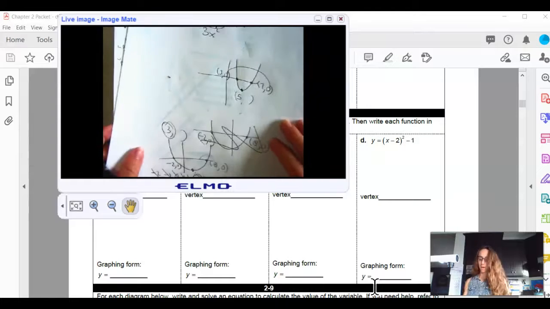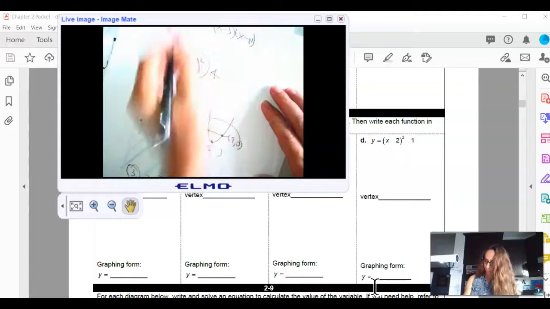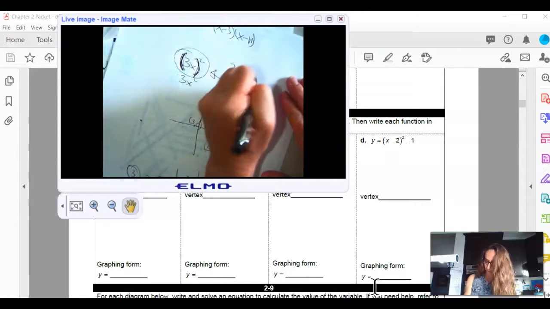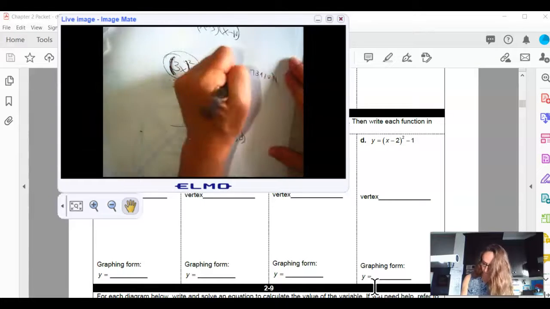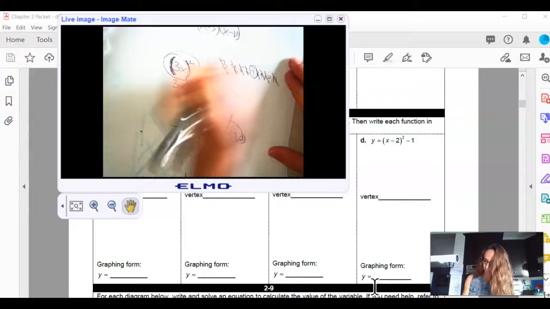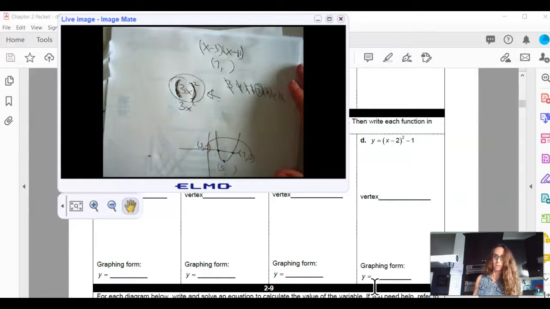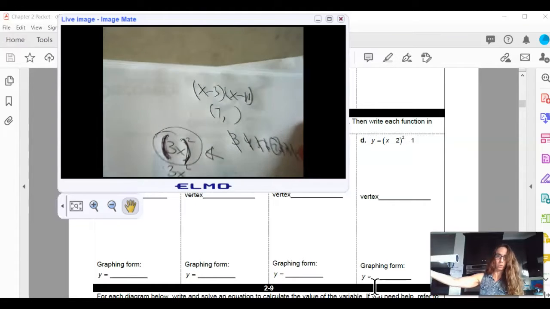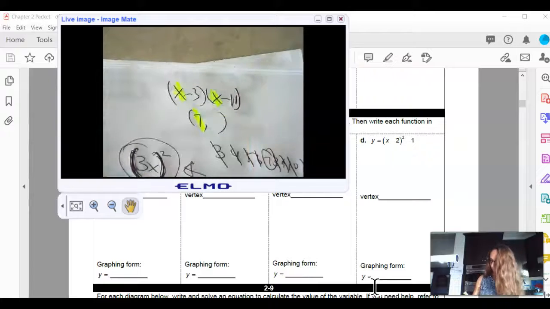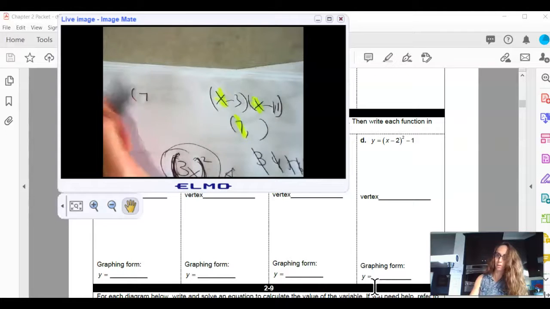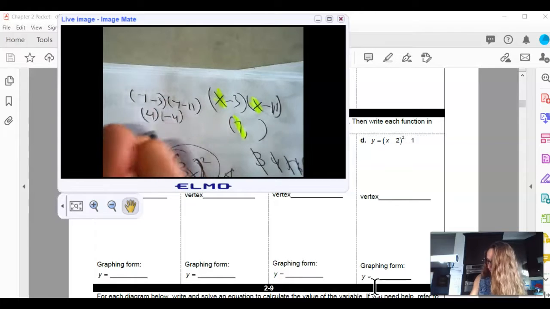So when we're doing letter A, which was x minus 3, x minus 11, we need to figure out what's halfway between 4, 5, 6, 7, 8, 9, 10, 11. What's halfway between 3 and 11? Boom, 7. So all I taught you how to do was get the x value of your vertex. To get the y value of the vertex, what you're going to do is you're going to take this and plug it in. So 7, oops, you can't see that. 7 minus 3, 7 minus 11, 4 times -4 is -16.